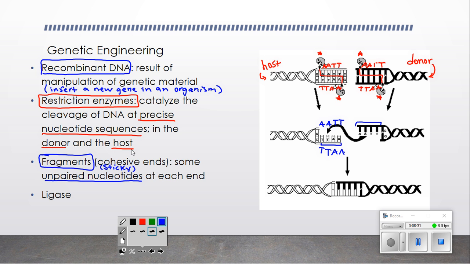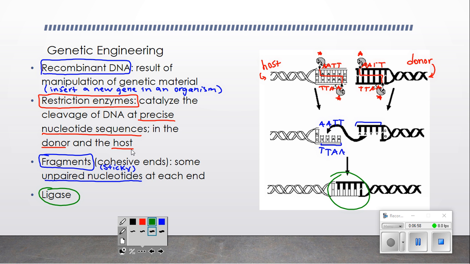Now, the last step to this, to make sure everything stays stuck together, is that we need ligase, the same type of enzyme that we talked about with DNA replication. Ligase is like the glue. Maybe you remember us watching that little video. It would come along and help join together the sugar phosphate backbones on either side and make sure that all of those new nucleotides are attached to each other.